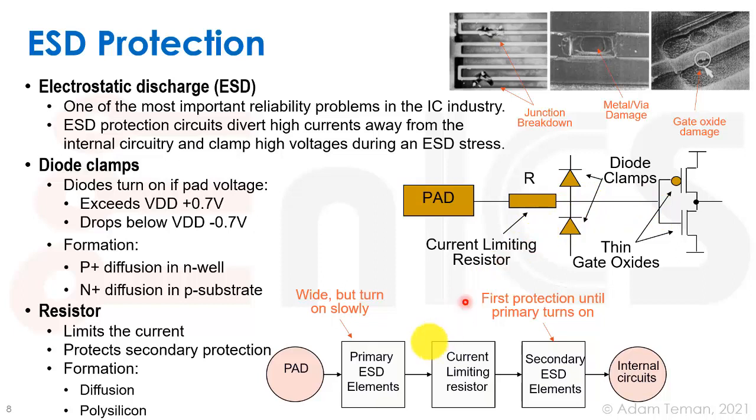Usually we do this in 2 stages. We have the primary ESD elements, which are going to be the real big ones, and they're going to provide the protection. But we're also going to have a little pair of these diodes after the current limiting resistor. So they will do this protection close to the internal circuits until these guys kick in and start working.